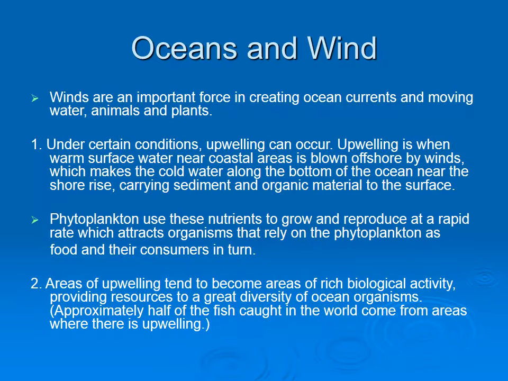So winds are a really important force in creating ocean currents and for moving those three things, in addition to animals and plants. Under certain conditions, upwelling can occur. Upwelling is really important. Upwelling is a good thing, first of all. Upwelling is when the warm surface water near the coast is blown aside by wind. So the water on the top is blown aside, and then water below it rises to take its place. And this is cold water that rises.